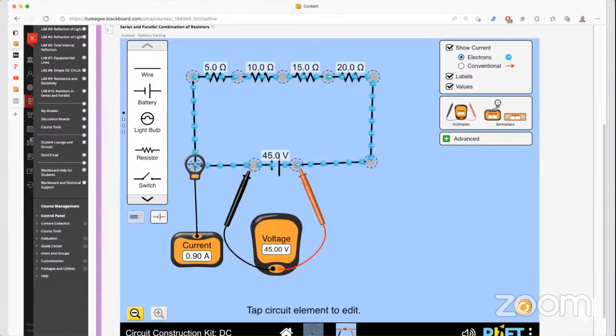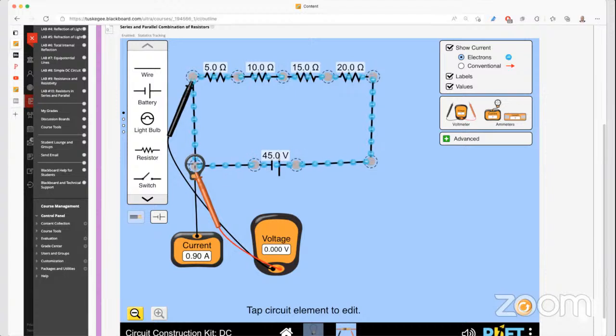Now, if I were to measure the voltage across any segment of wire that doesn't have a resistor, obviously we expect the voltage to be 0 because wires don't have any resistance. Therefore, there is no voltage drop across a segment of wire that doesn't have a resistor in between. Even though there's current, because the resistance is zero, any current multiplied by zero will give you zero.